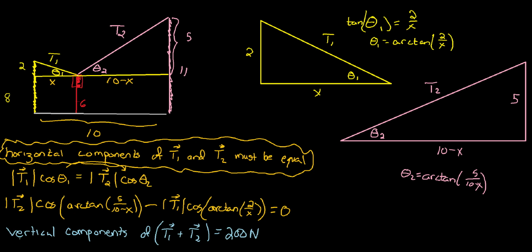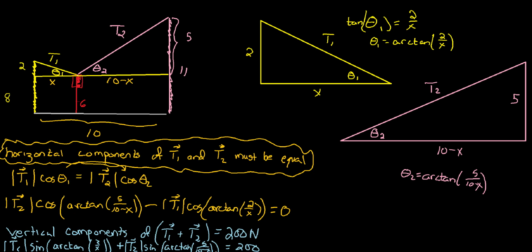So we can play this game again and think about what the vertical components would be. For the vertical components, we are looking at the magnitude of T1 times sine of theta 1. Again, we don't know what theta 1 is, but we know that it's arctan of 2 over x. Plus the vertical component of T2, so again we've got a sine of arctan of 5 over 10 minus x. Those things must sum to 200.